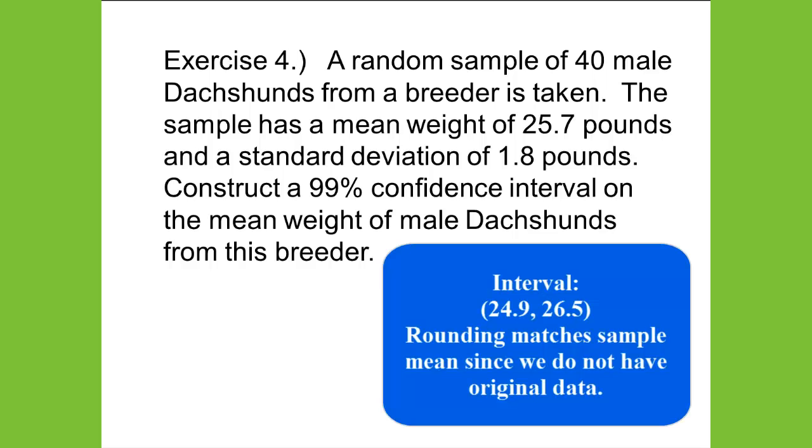And I meant to mention it on the previous one where it gave you the statistics as opposed to the data, that for rounding, if the data is not given, we assume that the mean weight, in this case the mean weight of the dogs, has already been rounded to one more decimal place than the original data, so our interval is rounded to the same decimal place as the sample mean.